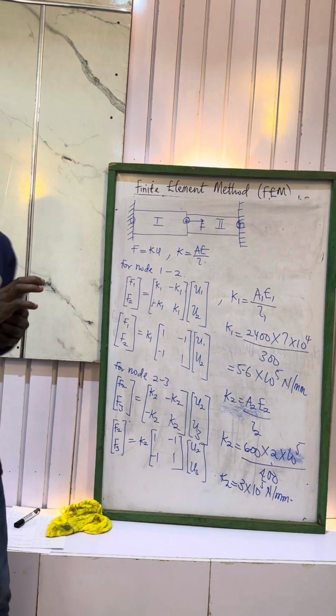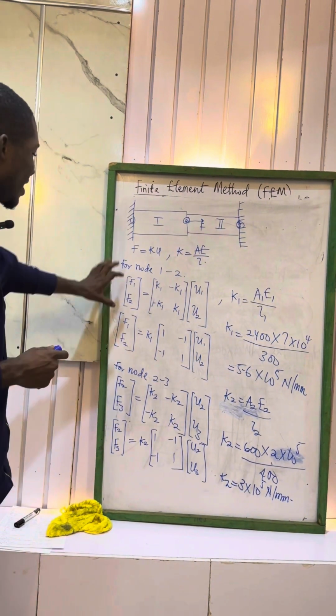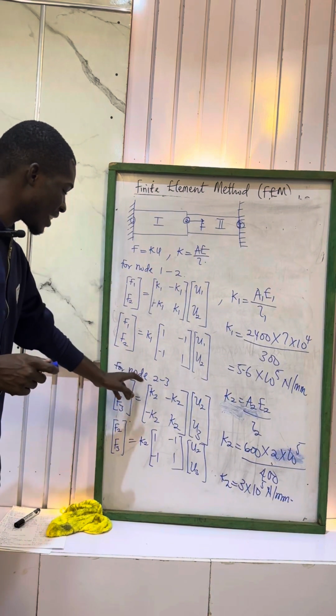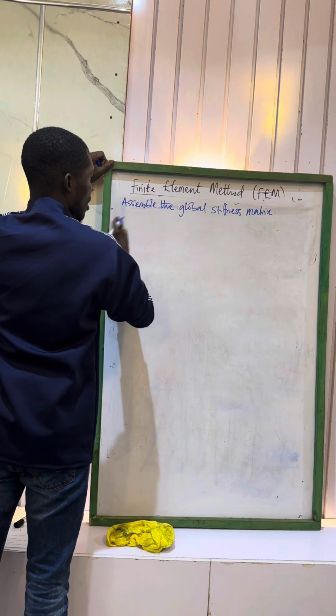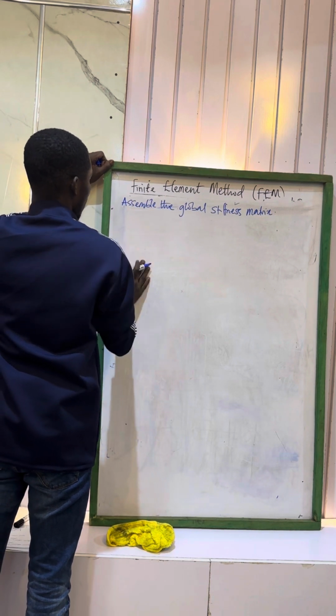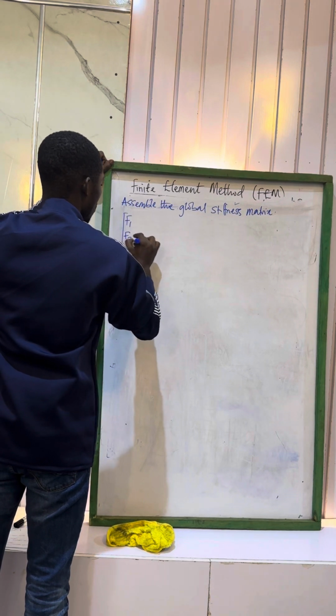Now, the next thing we do is assemble the components. We assemble element 1 with element 2 to 3 to form the global stiffness matrix. So when you assemble it, you have F1, F2, F3.